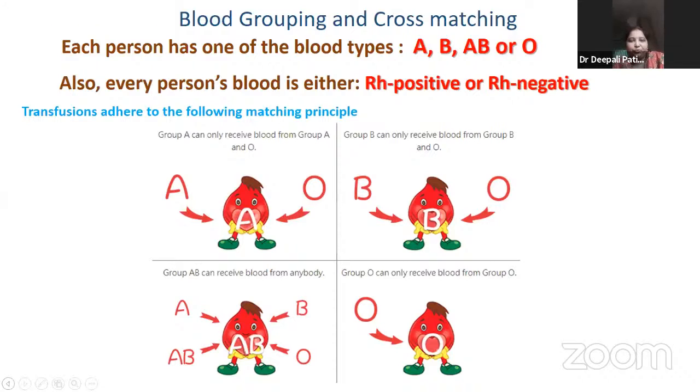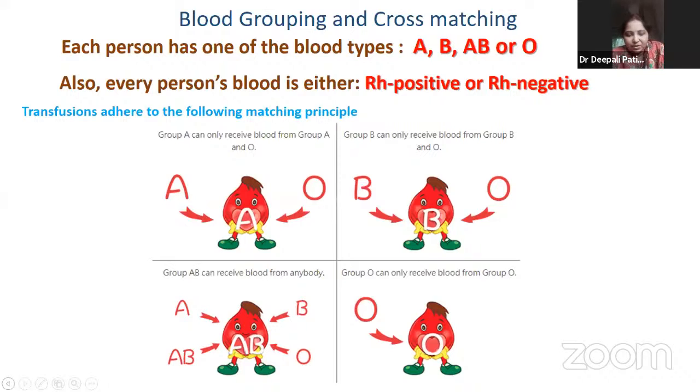Before undergoing the process of blood transfusion, grouping and cross-matching of the recipients and donors should be done to prevent complications due to incompatibility. So we should have the knowledge of basic blood groups. We will see what are the different types of blood groups. Each person has one of the following blood types or groups, that is A, B, AB, or O. Also, every person has blood either Rh positive or Rh negative.